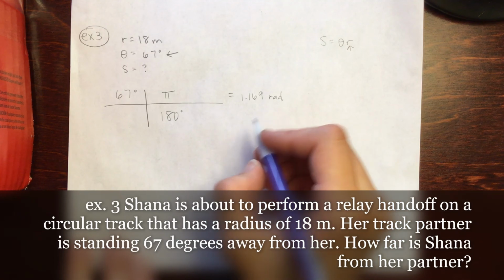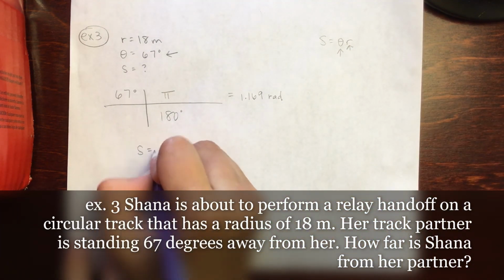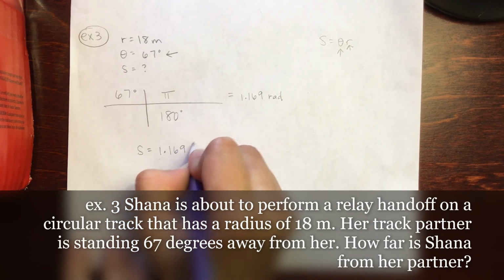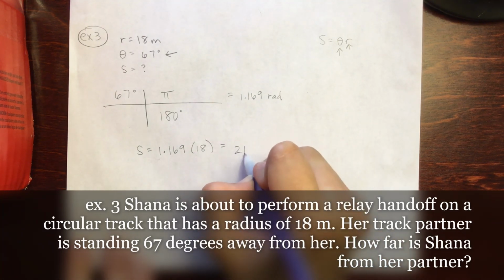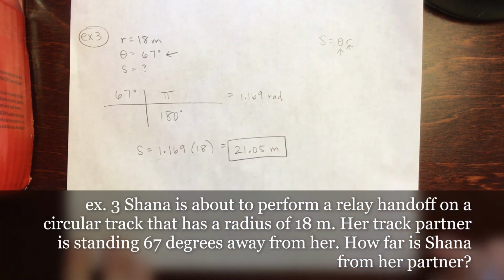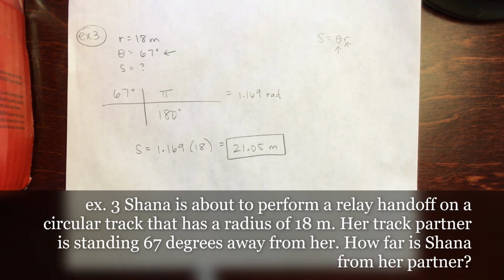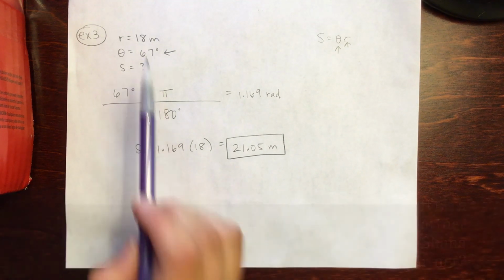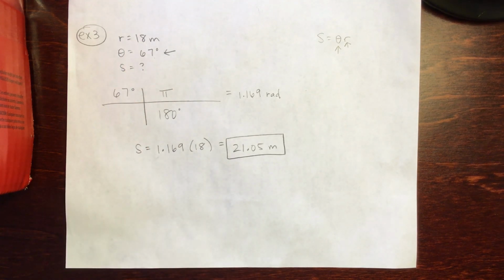And now I can sub it into the formula S equals theta R because now I know what theta is. So S equals 1.169 radians times 18 meters, and we get 21.05 meters. Make sure you include units because these are all word problems, and also including units will help you keep in mind that you need to check your units. Make sure theta is in radians. Make sure R and S are the same unit.